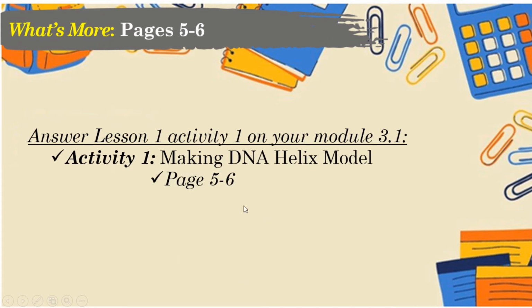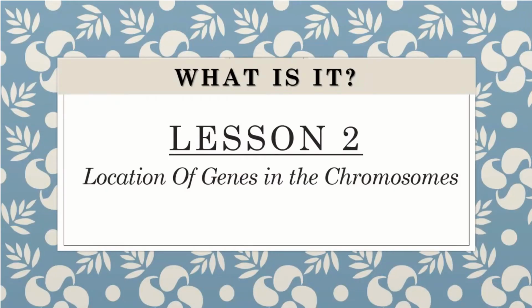Okay. So since you already know the history and the structure of the DNA, you can now answer your activity 1 under lesson 1 on your module 3.1, which has a title of making DNA helix model. For the instructions in making the model, you just have to refer to your module on pages 5 and 6. Okay, so let us continue.